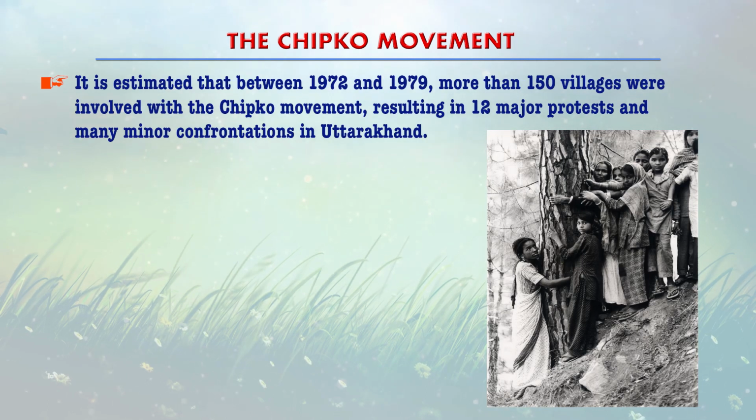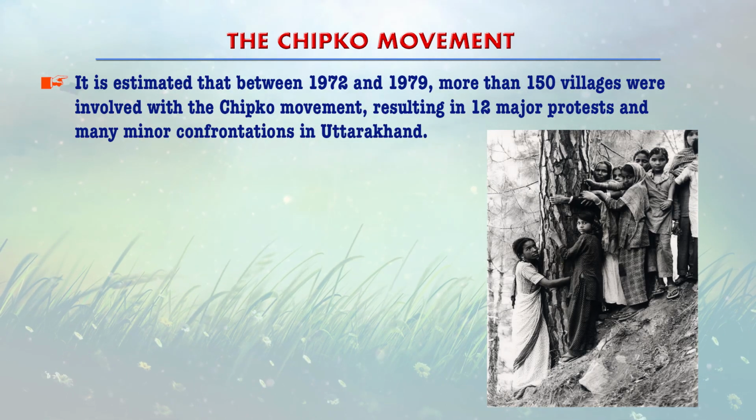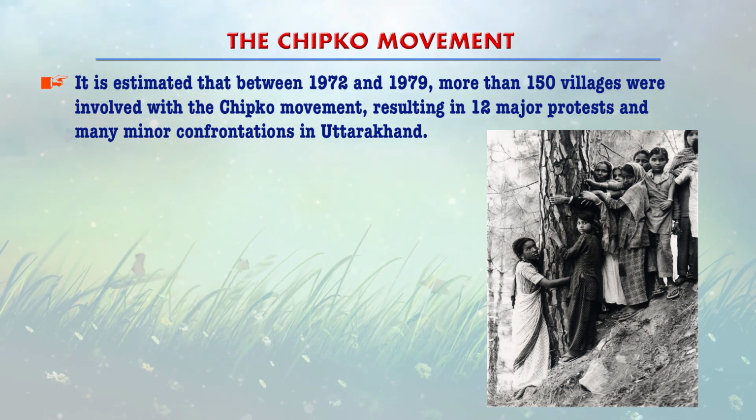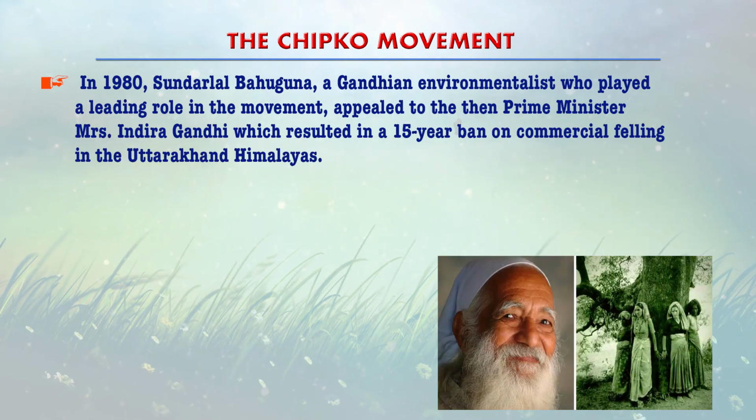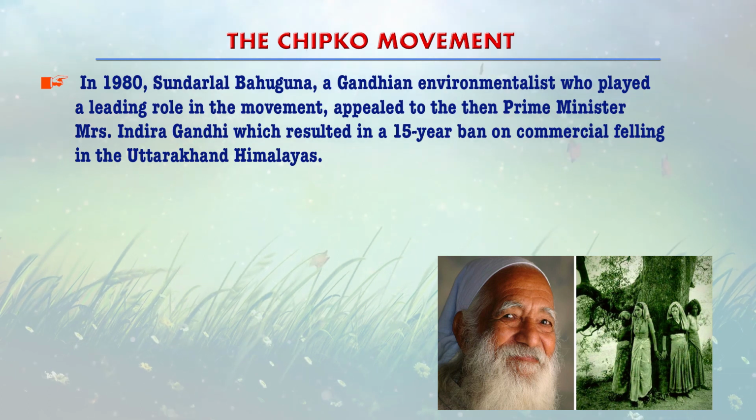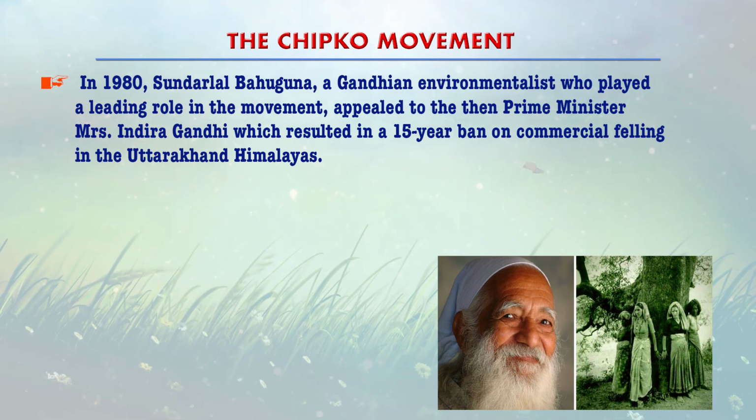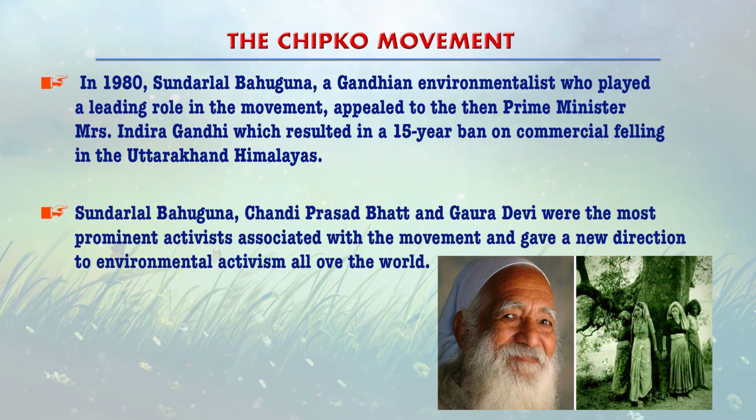It is estimated that between 1972 and 1979, more than 150 villages were involved with the Chipko movement, resulting in 12 major protests and many minor confrontations in Uttarakhand. In 1980, Sundarlal Bahuguna, a Gandhian environmentalist who played a leading role in the movement, appealed to the then Prime Minister, Mrs. Indira Gandhi, which resulted in a 15-year ban on commercial felling in the Uttarakhand Himalayas. Stalwarts and Gandhian activists like Sundarlal Bahuguna, Chandi Prasad Bhatt and Gaura Devi were the most prominent activists associated with the movement and gave a new direction to environmental activism all over the world.